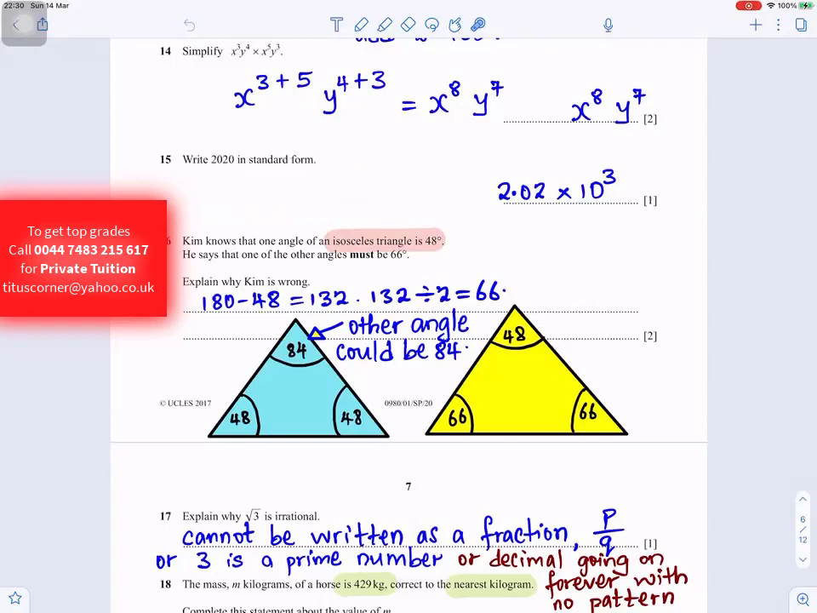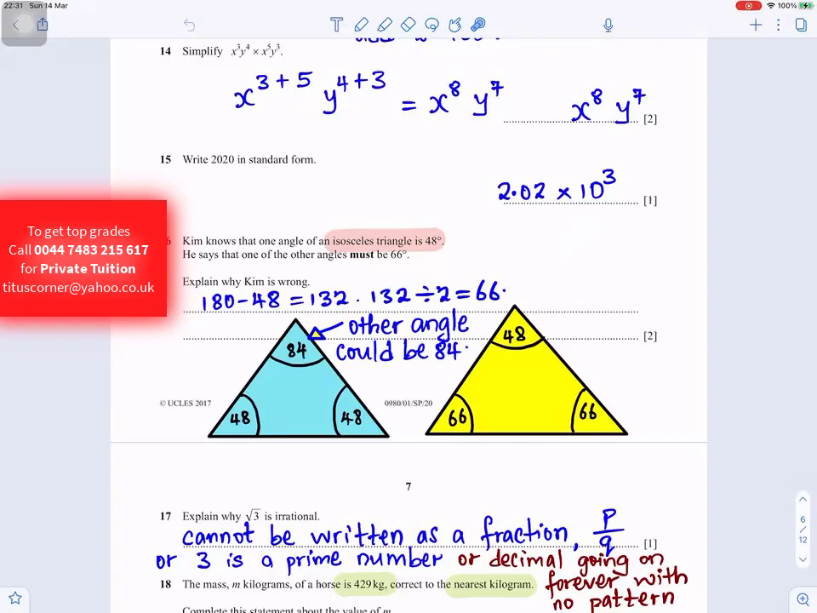Question 16. Kim knows that one angle of an isosceles triangle is 48 degrees. He says that one of the other angles must be 66 degrees. Explain why Kim is wrong. Because Kim says must. So if we do 180 minus 48, you get 132. So 132 divided by 2, yes, you get 66 degrees.